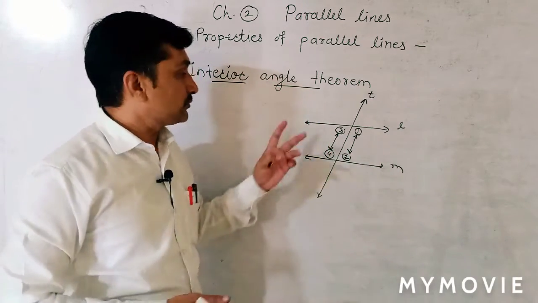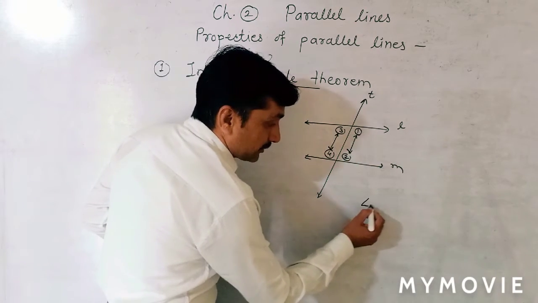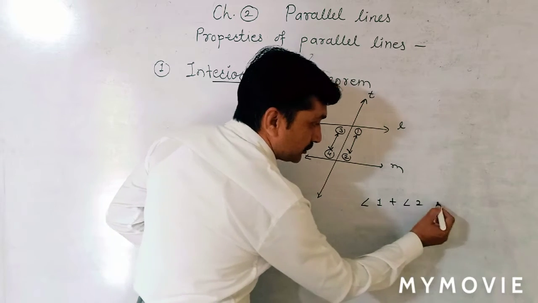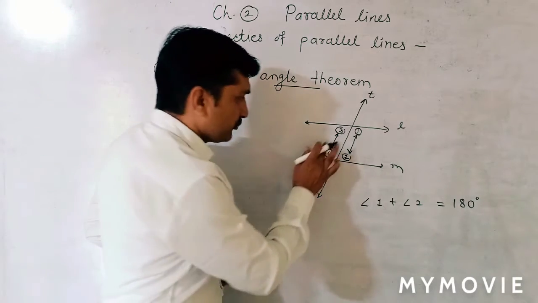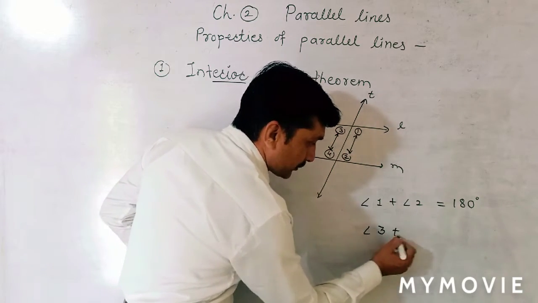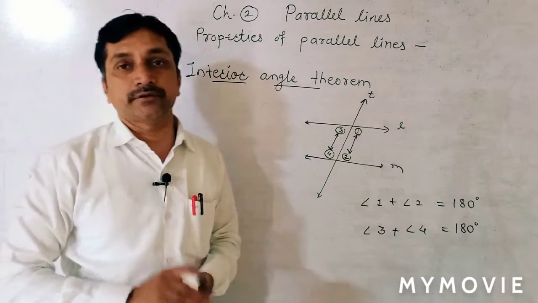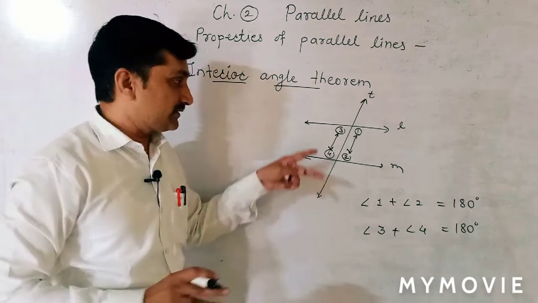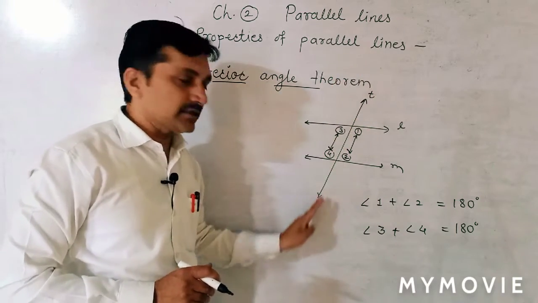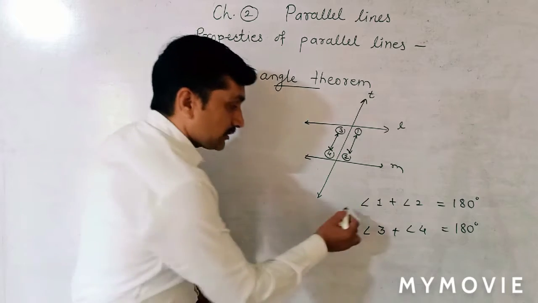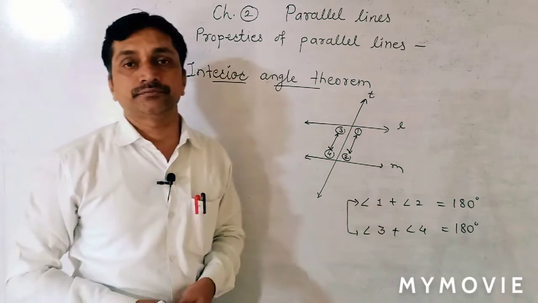And what is the theorem? These interior angles are supplementary. It means we can write angle 1 plus angle 2 is equal to 180 degrees, and in the same way angle 3 plus angle 4 is also equal to 180 degrees. And this is the interior angle theorem. If two parallel lines are intersected by a transversal, then interior angles are supplementary.